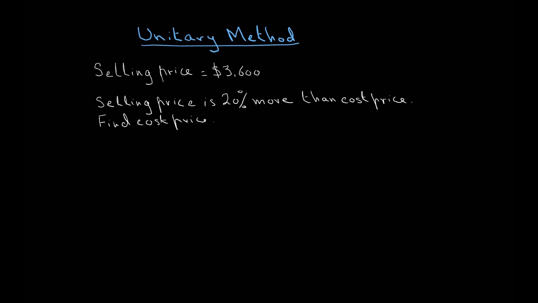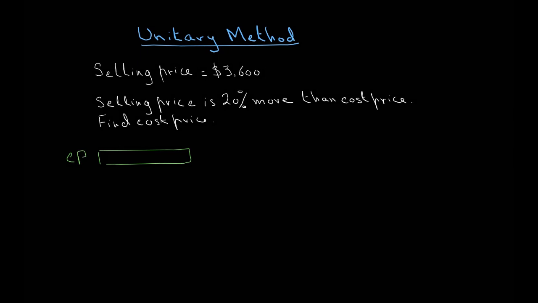So now let's look at this problem. Sean sells a set of furniture for $3,600. The selling price is 20% more than the cost price. Find the cost price of the set of furniture. So now let's look at this. What we have here is the cost price. We don't know the cost price, but I'll call it CP. So CP is the cost price.